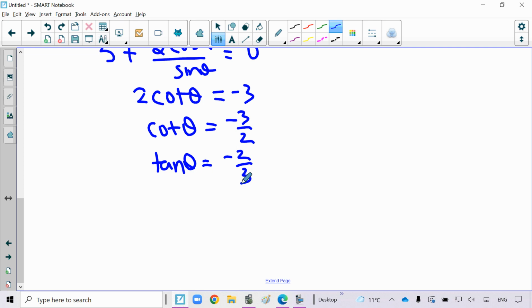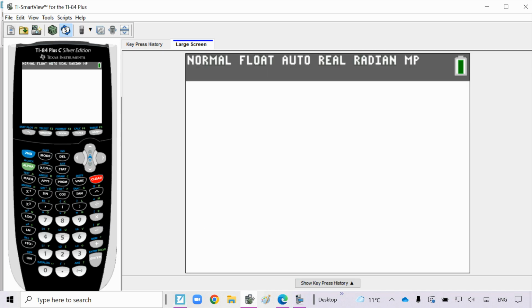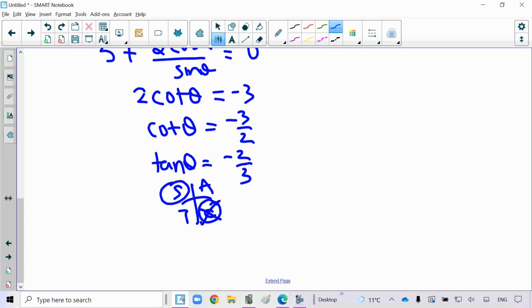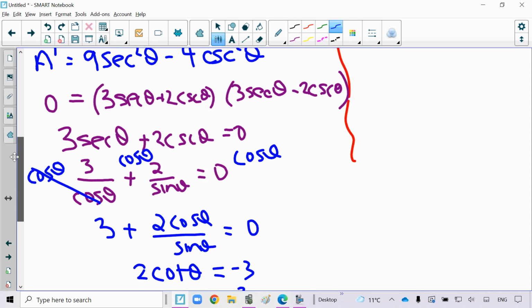Okay, now just looking at the CAST rule, tangent is negative in quadrant 2 and quadrant 4. So I'm definitely looking at a quadrant 2 potential angle. Now that isn't a nice angle in the unit circle. So I'm going to go to my calculator. I'm going to do tan inverse of 2 over 3. Okay, 0.588 we'll call it. So theta is approximately 0.588 radians.